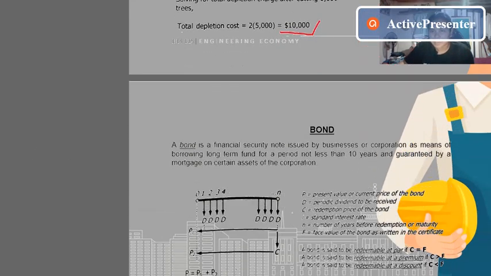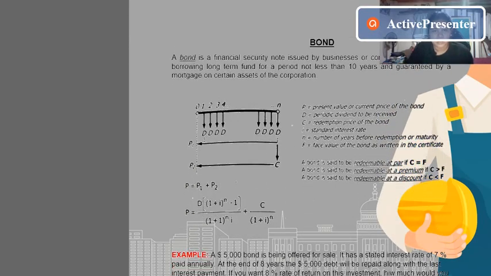So, for our next topic for our final, we have bond. So what is a bond in engineering economy? A bond is a financial security note issued by businesses or corporations as a means of borrowing long-term funds for a period not less than 10 years and guaranteed by a mortgage on certain assets of the corporation. So this bond is a financial security that allows us to borrow long-term funds.